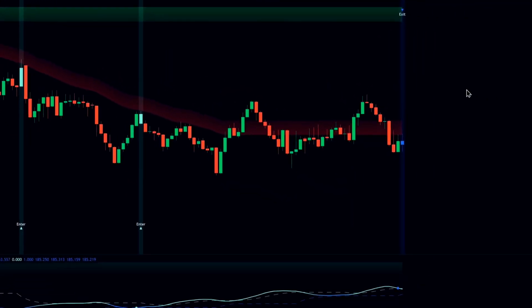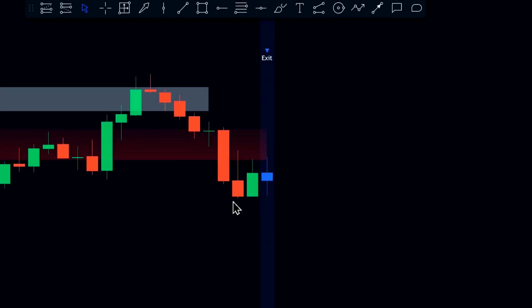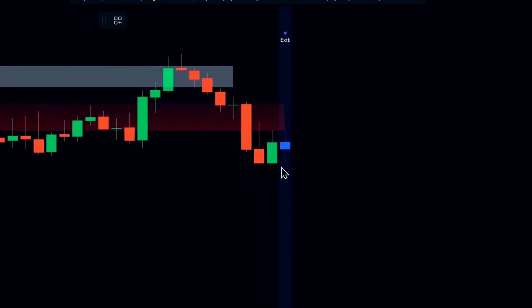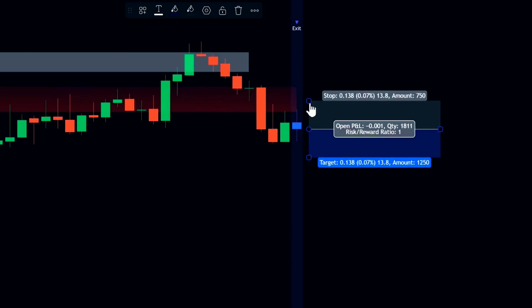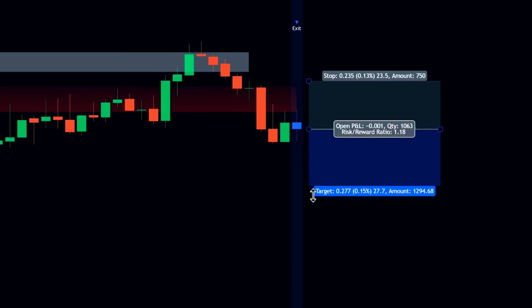For shorts, the process is similar but reversed. Use the exit signal to enter, confirm a bearish trend, red band above green, and ensure the last 3 candles opened and closed below the red band. Place your stop loss above the red band and aim for a risk-reward ratio of 1 to 1.5 or 1 to 2.